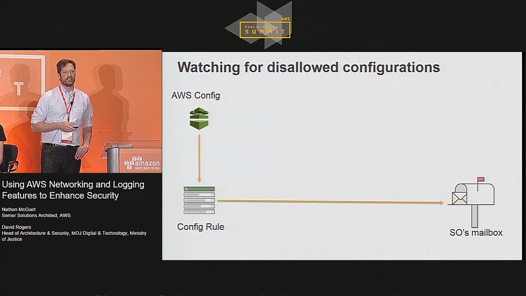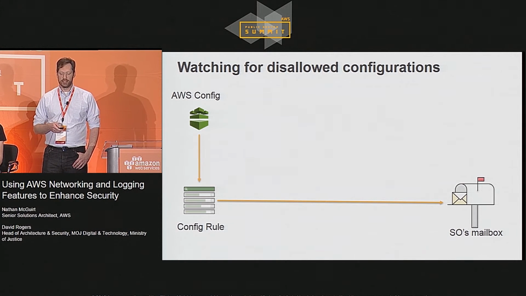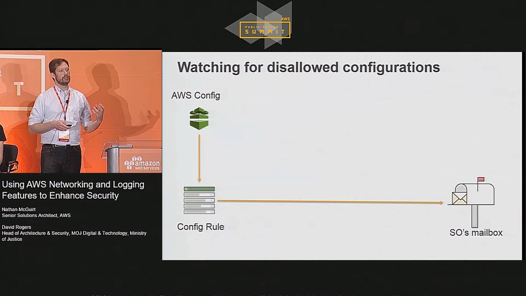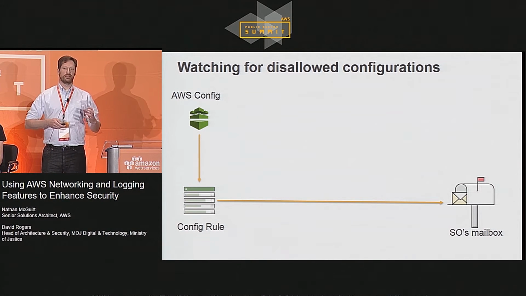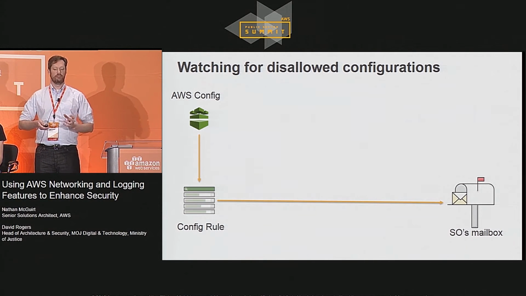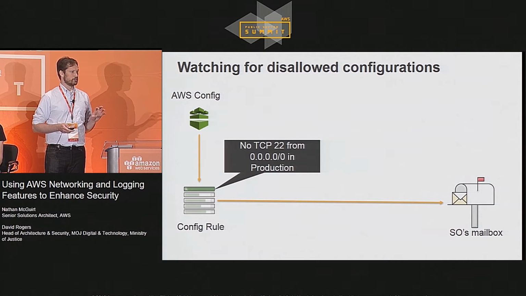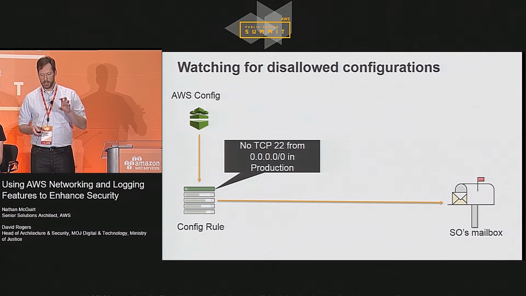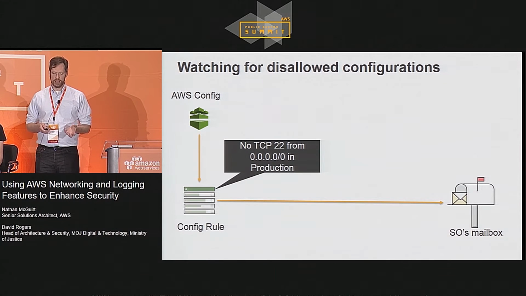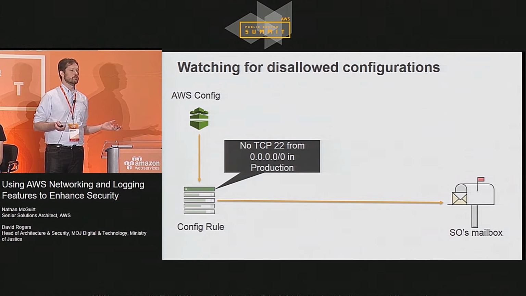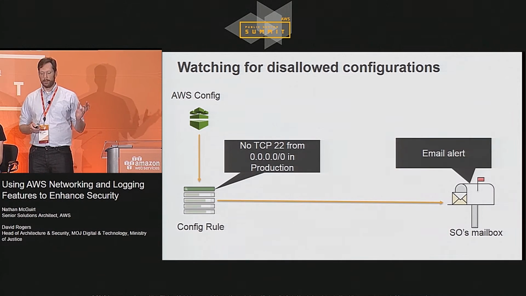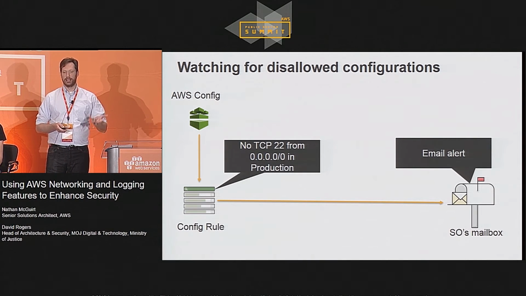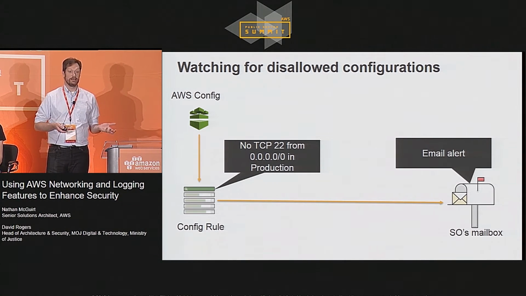Watching for disallowed configurations is another possible example. With AWS Config, Config supports something called Config rules, which let you write rules that define how the infrastructure should be configured. And if ever the infrastructure is configured to violate those rules, you can take some sort of action on it. So in this example, maybe no production servers are supposed to have SSH open to the world. We don't allow that in our network, perhaps. If somebody does configure that, I want to send an email alert to the security officer to say, hey, somebody did something bad.